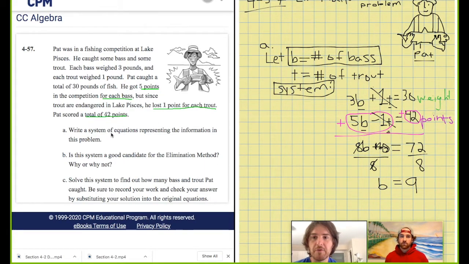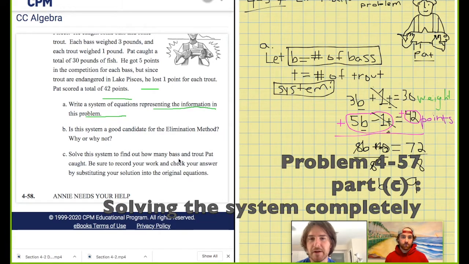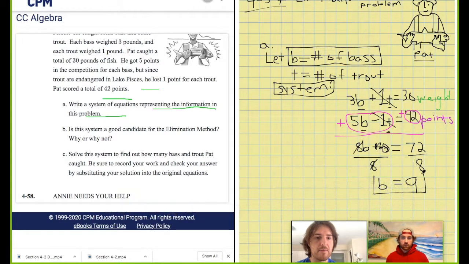And so far with A and B, it hasn't asked us to really solve a problem yet. We don't know what we're trying to find. So perhaps that's in C right here. It says, solve this system to find how many bass and trout Pat caught. So we know here that the number of bass is going to be 9. And when we're doing these systems problems, we don't want to just have these random numbers when it actually connects to a story or a context or a situation. We want to write an answer in a complete sentence. So I will do that for bass, and then we can start thinking about trout afterwards.